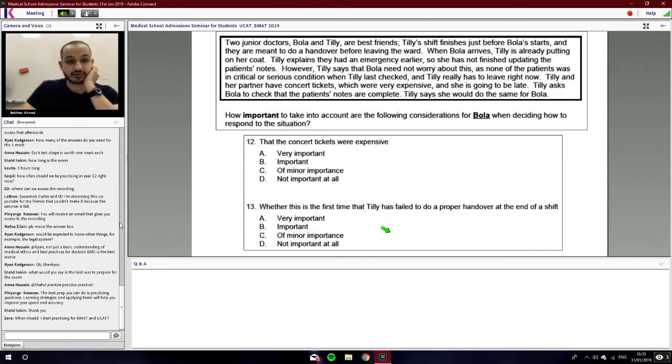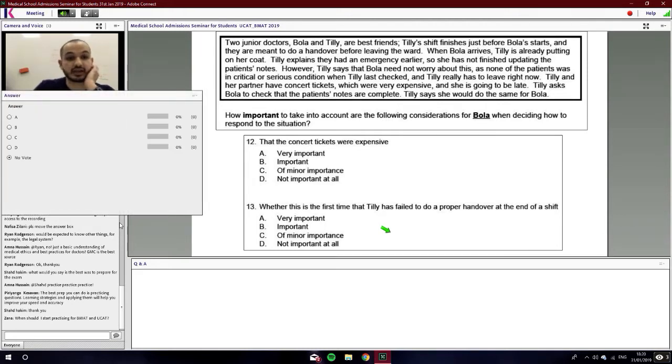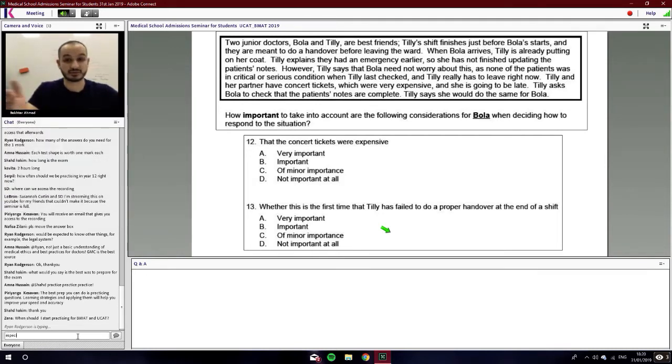Okay, so let's go through question number 12. I'm just going to give you guys a poll. How important is it that the concert tickets were expensive? Again, the majority of you are on the right track. Yeah, not important at all. It doesn't matter how expensive they were. They could be thousands of pounds, but you know what? Patient care, again, comes first.